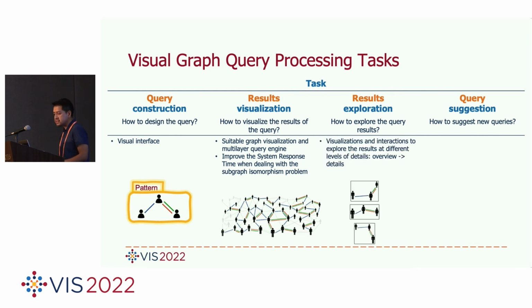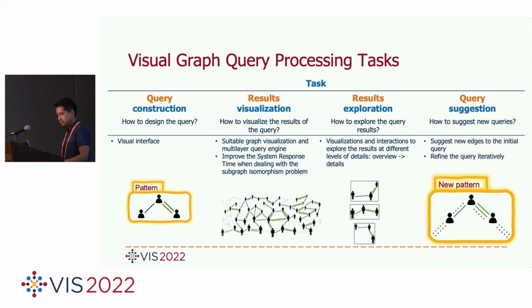The third task involves rendering the results at different levels of detail. That means allowing topological analysis of the results and of individual results. And the final task is query suggestion. In this task, the initial subgraph can be refined using the target graph, the big graph, and the results already obtained.